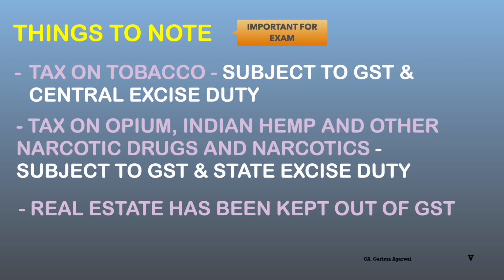Again, tax on opium, Indian hemp and other narcotic drugs and narcotics, it is subject to GST as well as state excise duties. So here the state governments have retained the power to levy excise duty on such products manufactured in India. So resultantly, it is subject to GST as well as state excise duties.